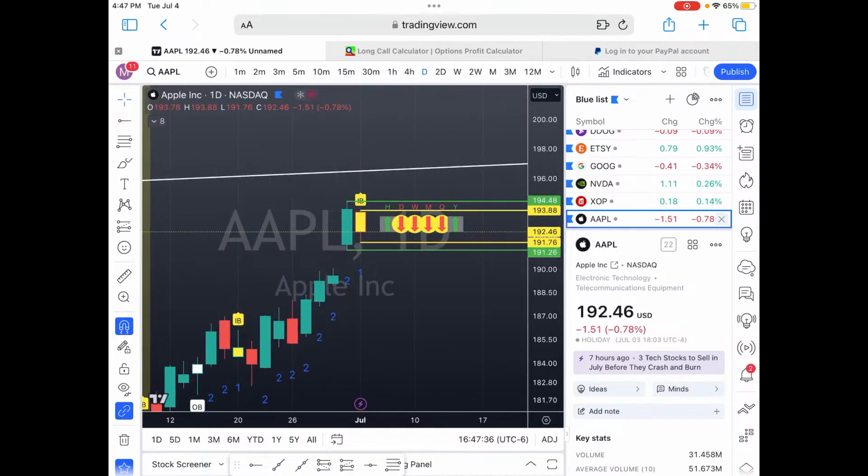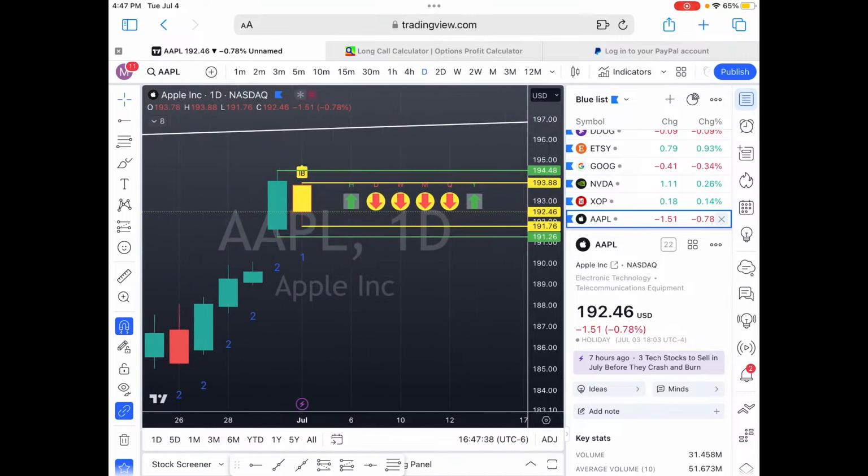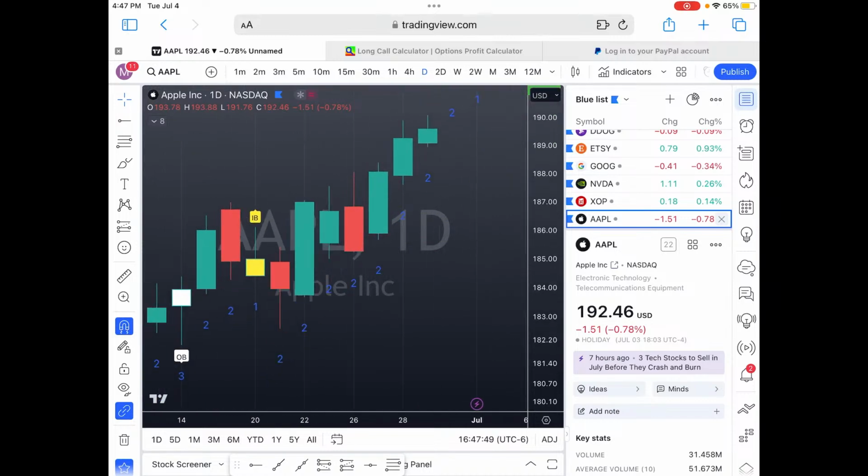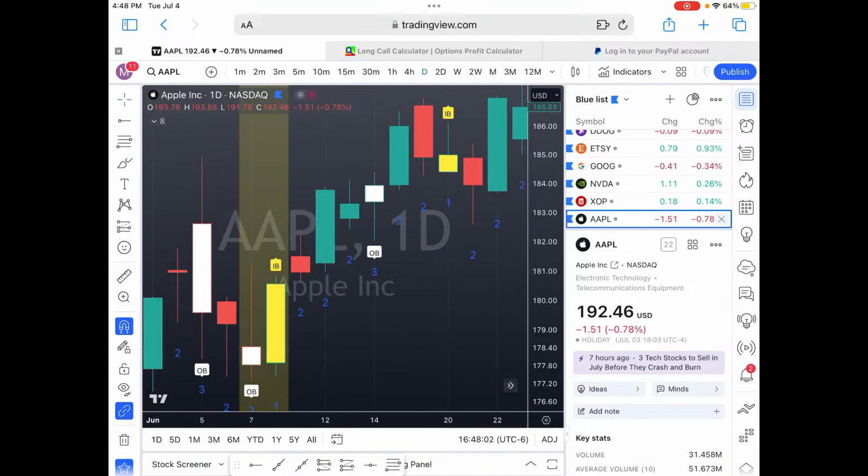Apple with the inside bar, just like SPY, tends to follow SPY quite closely. Not exactly, but very closely. Inside bar on Apple, we can look for calls at 193.88, puts at 191.76. And again, you guys can go test this out on your own. Here's the inside bar. Triggered, target, and then back up. So we came through, hit 1 target, hit 2 targets, a little bit more, and then reversed. Okay? Inside bar, gapped up, but we continued up for a significant amount of time.